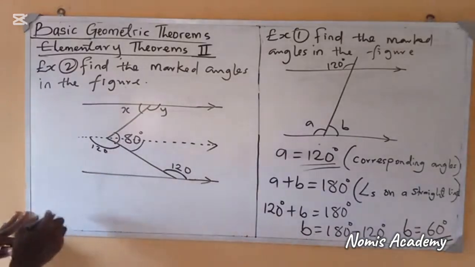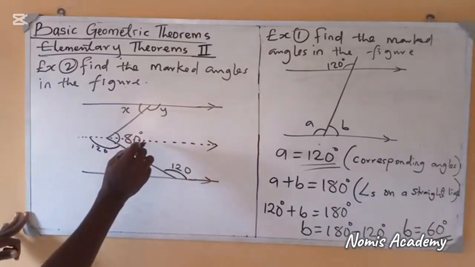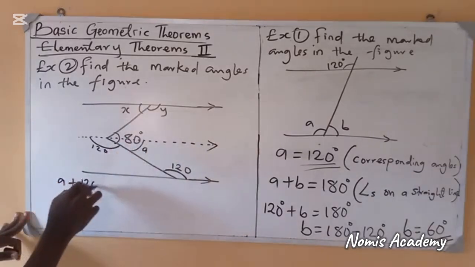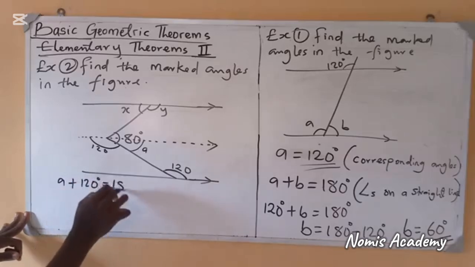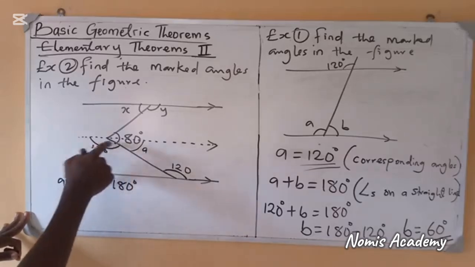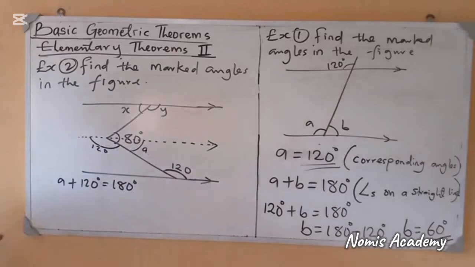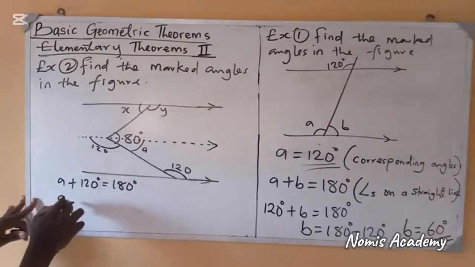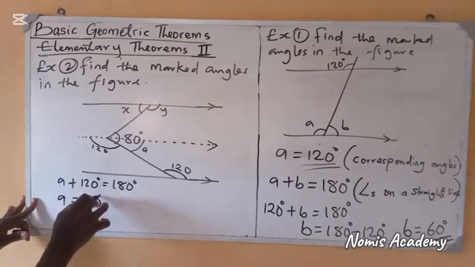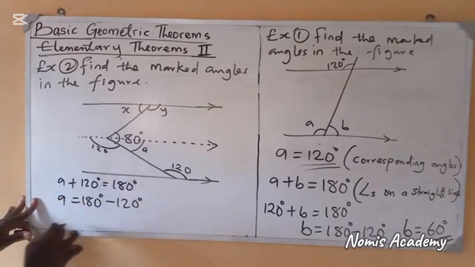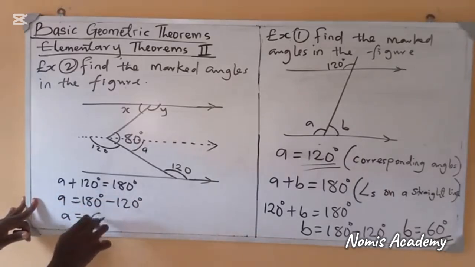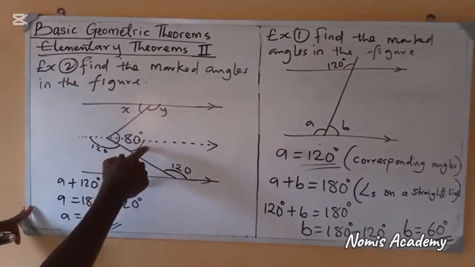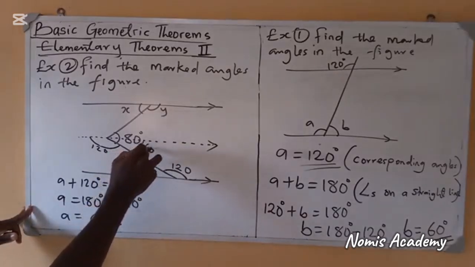Okay, so let's call this angle A. So A plus 120 degrees is equal to 180 degrees. Angles on a straight line. So A is equal to 180 degrees minus 120 degrees. A is equal to 60 degrees. So this particular angle here, A, is 60 degrees.